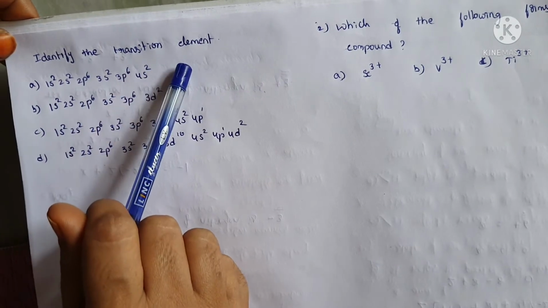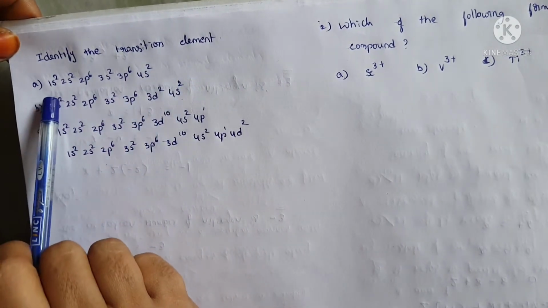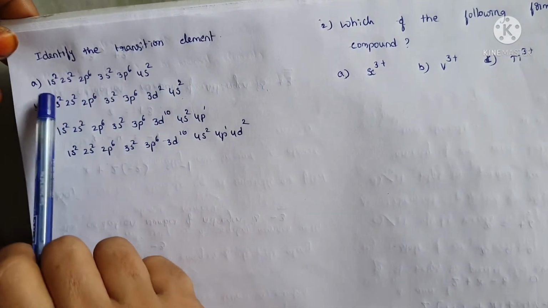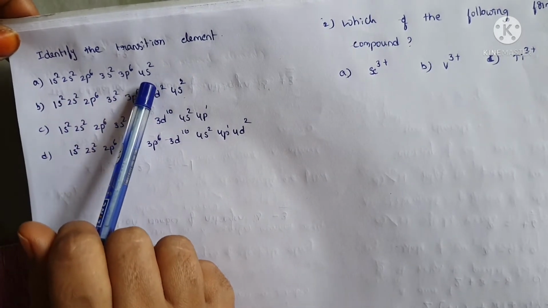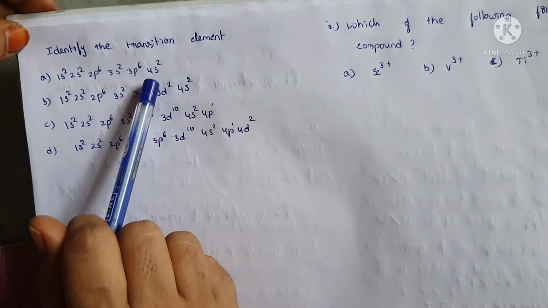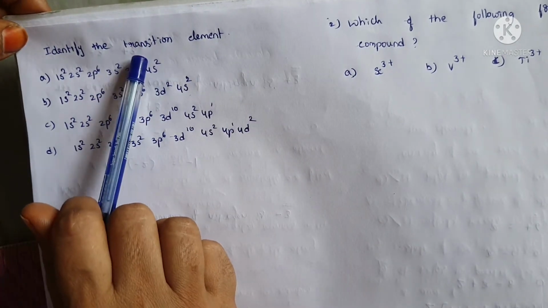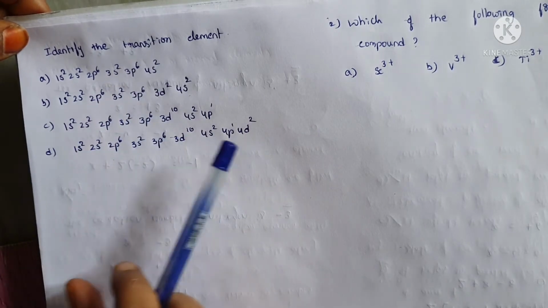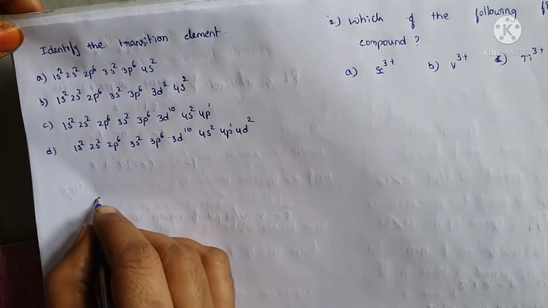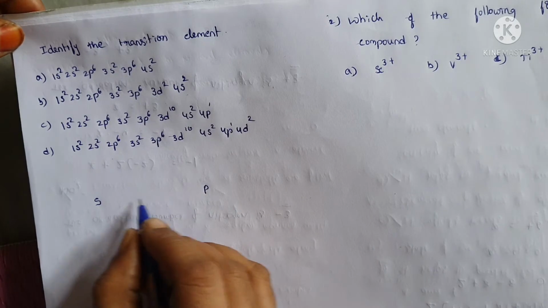Identify the transition element. In the first option, what is the configuration? 1s2, 2s2, 2p6, 3s2, 3p6 and 4s2 only. What are the transition elements? The transition elements are the elements in between the S and P block.